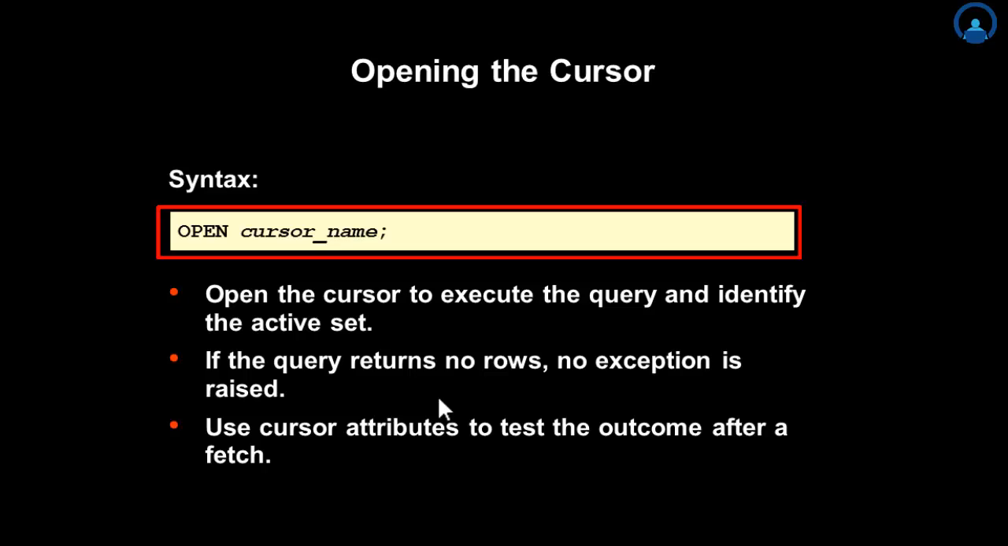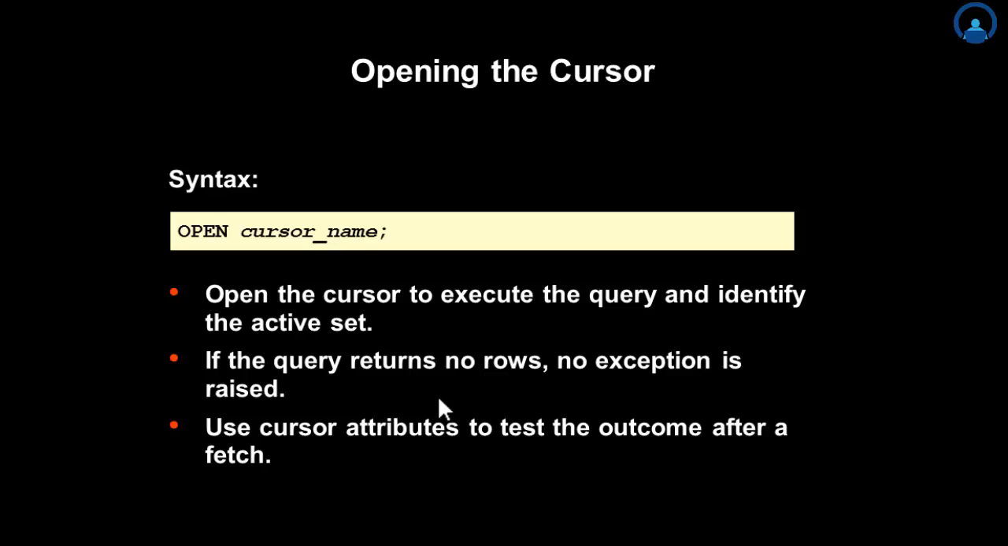The OPEN statement executes the query associated with the cursor, identifies the result set, and positions the cursor before the first row. The syntax is OPEN cursor_name. In the syntax, cursor_name is the name of the previously declared cursor. OPEN is an executable statement that performs the following operations. Number 1, dynamically allocates memory for the context area that eventually contains crucial processing information.